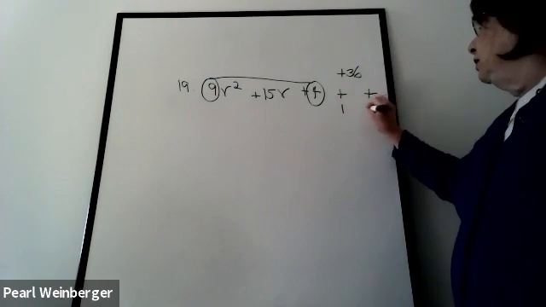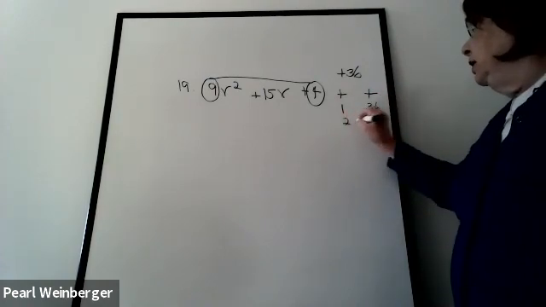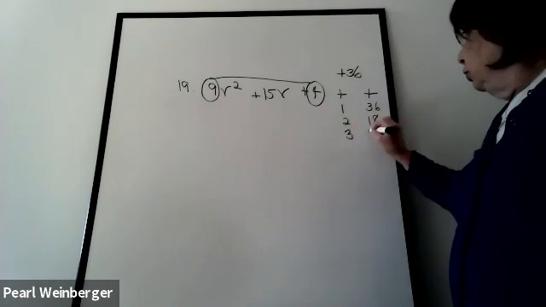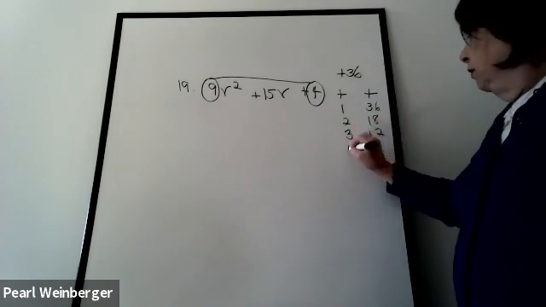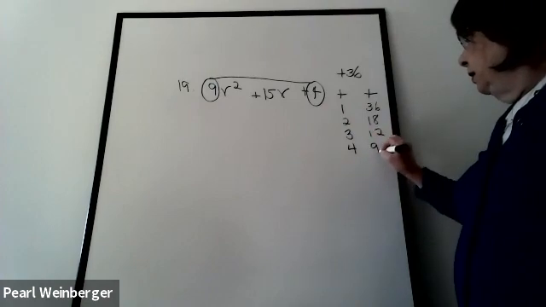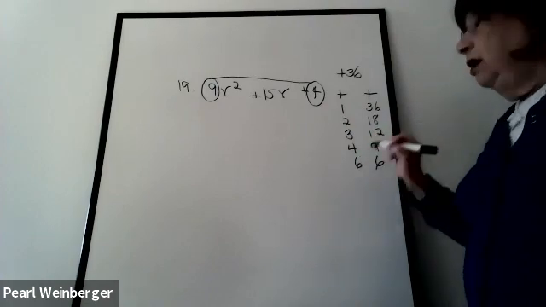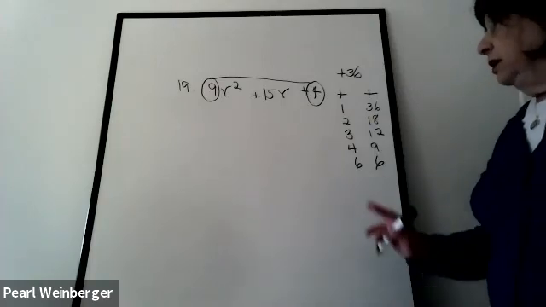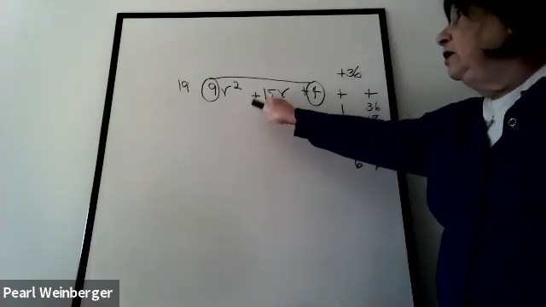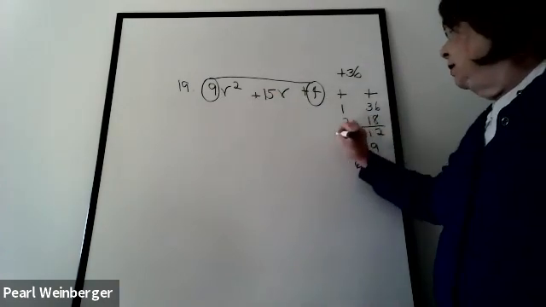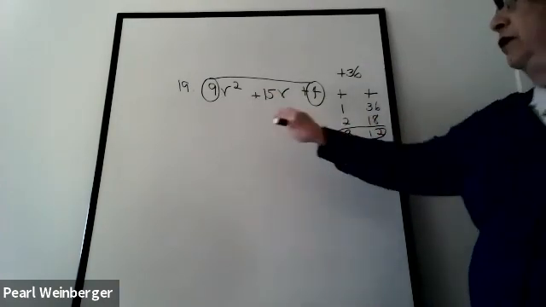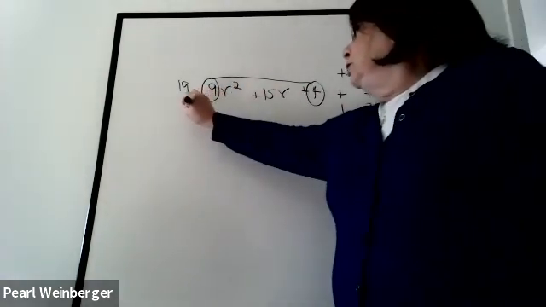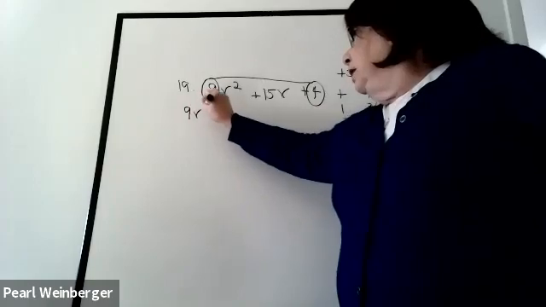Obviously, 1 and 36, 2 and 18, 3 and 12, 4 and 9, and 6 and 6. There are a lot of combinations of numbers that multiply to 36. But we want them to add to 15, and the only ones that add up to 15 are the 3 and the 12. So I rewrite this trinomial into 4 terms where I bring down the 9r squared.